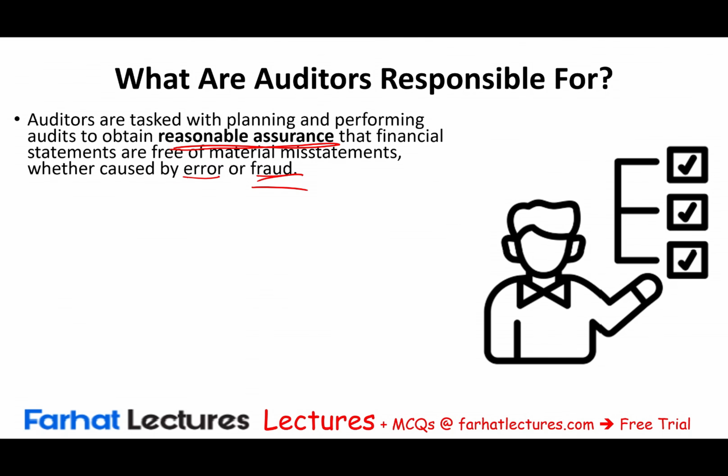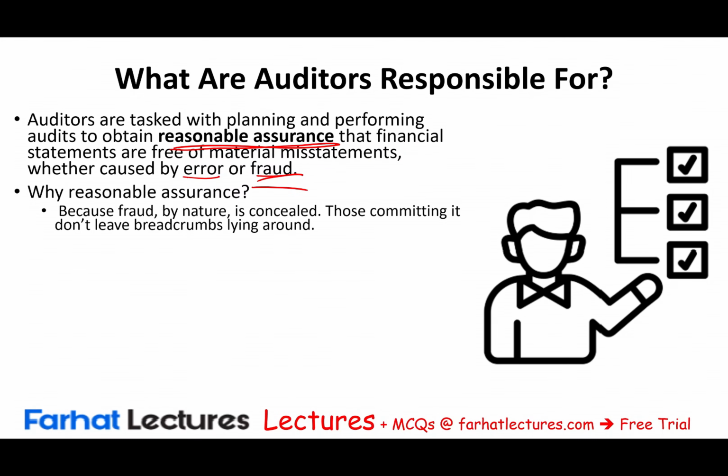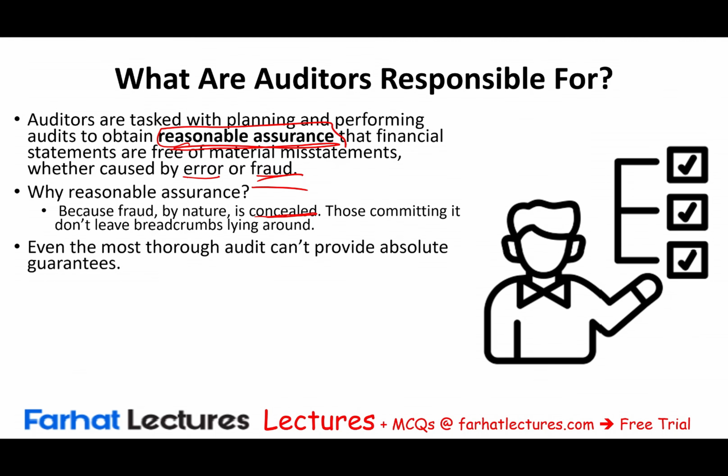So what is our standard? Reasonable assurance. Why reasonable assurance? Well, for one thing, as we mentioned, by its nature, fraud is hidden. Fraud is concealed. So those committing frauds don't leave any evidence, breadcrumbs laying around for the auditor to follow. Although we could be conducting an audit 100% following the standard, we could still not provide anything more than reasonable assurance. Why? Because we cannot provide any absolute guarantees.